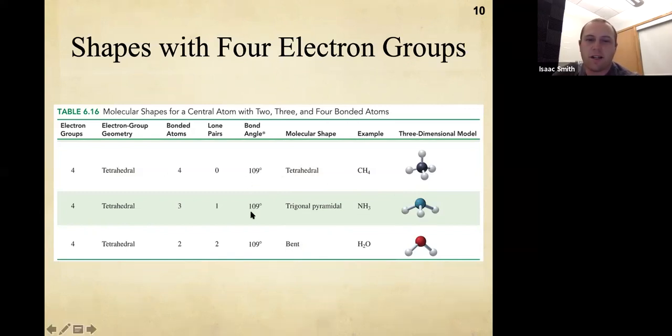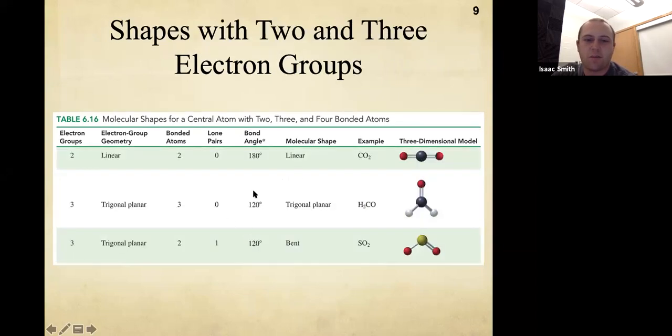And then also just know the bond angles. The bond angle is determined by the electron group geometry. So it doesn't matter if it's bent or trigonal pyramidal or whatever. The angle is actually determined by the total number of electron groups. So for tetrahedral, it's always 109. For trigonal planar, it's always 120. And for linear, it's always 180.